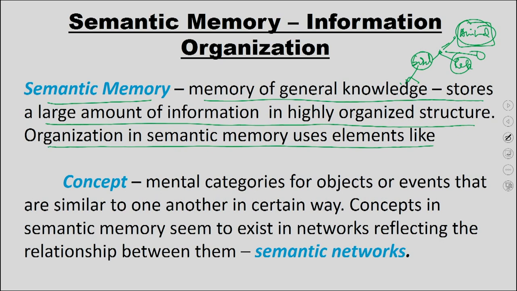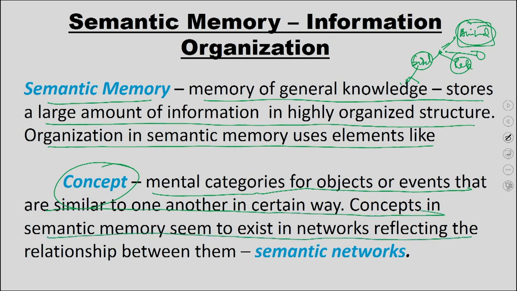The organization uses elements like something called a concept. What is a concept? It is a mental category for objects or events that are similar to one another in certain ways. Concepts in semantic memory seem to exist in networks reflecting the relationships between them, which is called a semantic network. As I said, within animals you will have birds, and so all kinds of birds will be structured here.